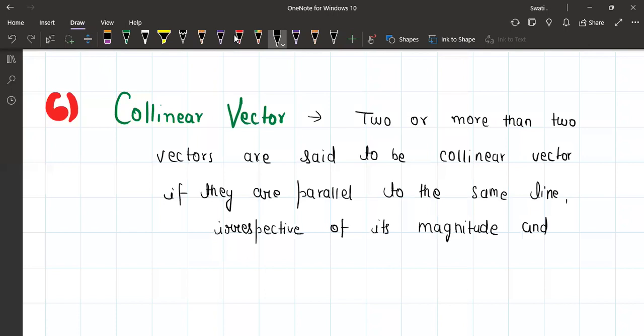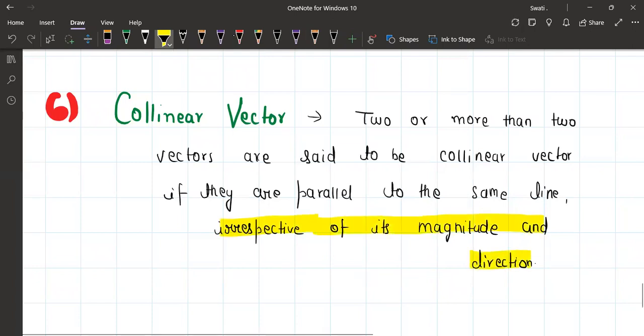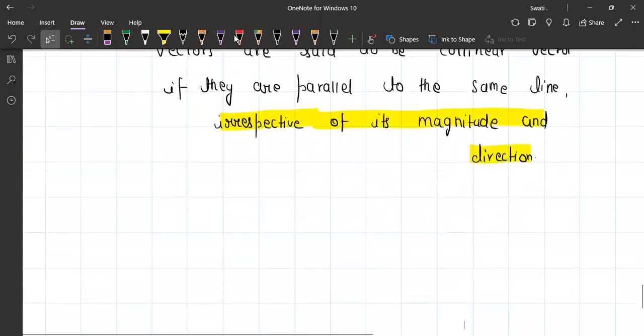Magnitude and direction. If you have not understood about the collinear vector, I'm going to make another video, like the second part of the vector, where I'm going to take questions of NCERT, where I'll be explaining to you how to identify whether the vectors are collinear or not in that particular video. Now this is the end of the video.